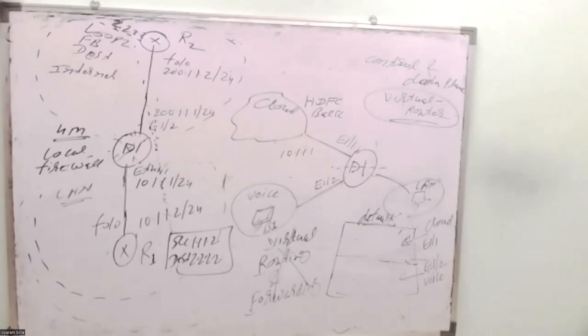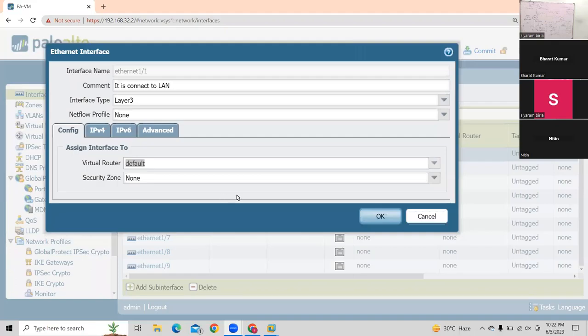Then please write down the other definition of virtual router. We divide a single firewall into multiple firewalls.